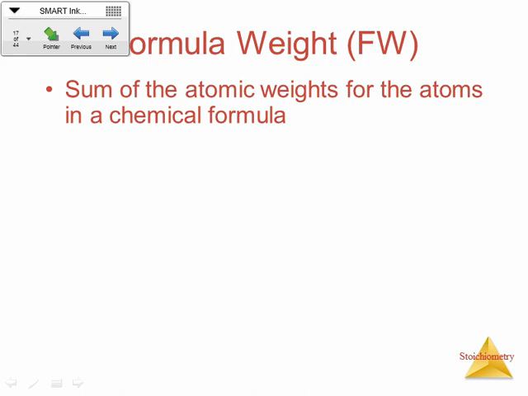Formula weight is basically just the sum of the atomic weights, in other words, the atomic masses. I don't know why weight is used there, because we make a big deal earlier in science about distinguishing between mass and weight, and then the terms get used interchangeably in chemistry. So, sorry about that. When we say weight, typically we mean mass. So it's the sum of the atomic masses for the atoms in a chemical formula.